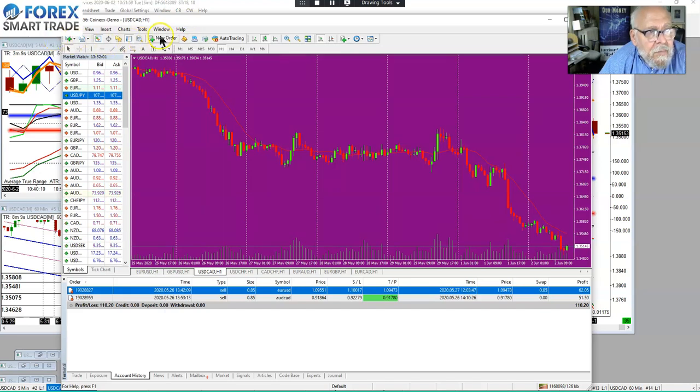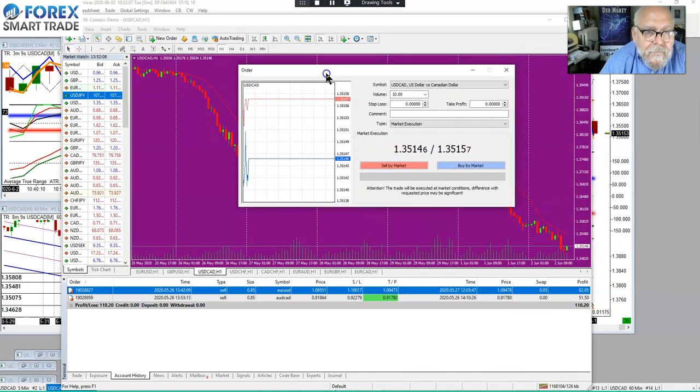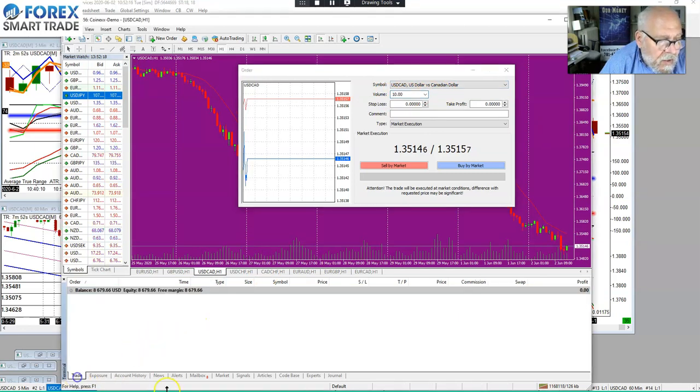Then on this second row, I'm going to go to New Order. It's going to pop open a window. I am going to check my symbol, USD Canadian. I've got the right symbol, and then I'm going to check my volume. To stay consistent with our risk rules, I do not want to take a trade greater than what the company says, 1%, but it's technically not 1%.